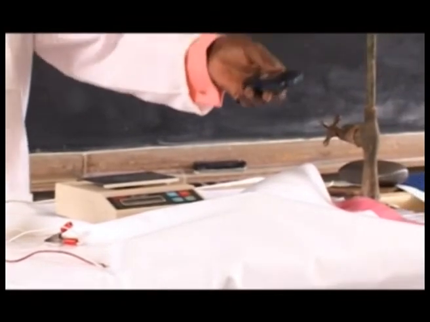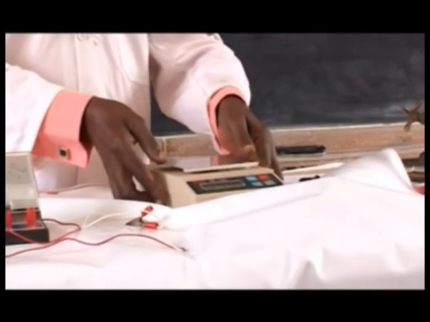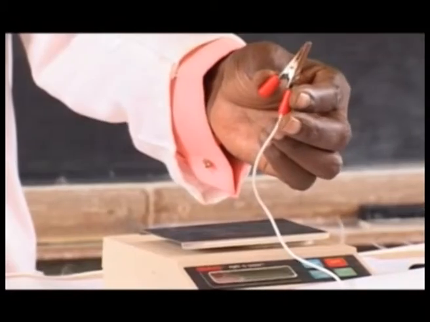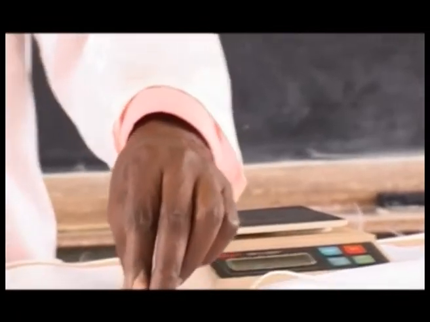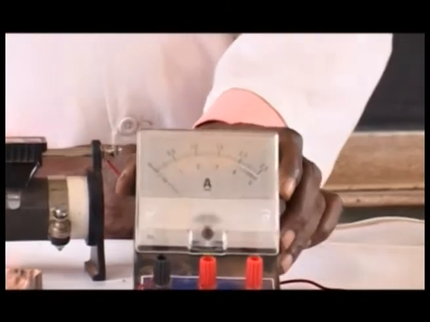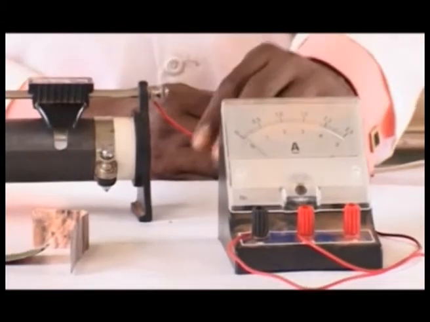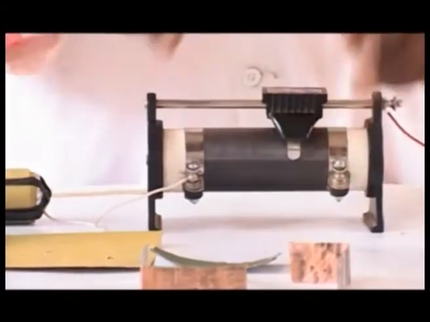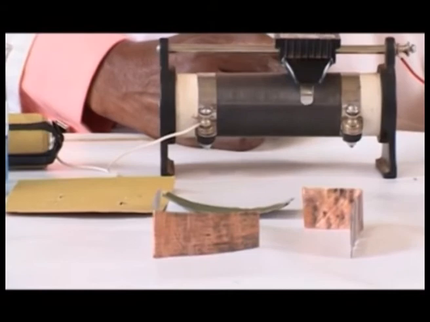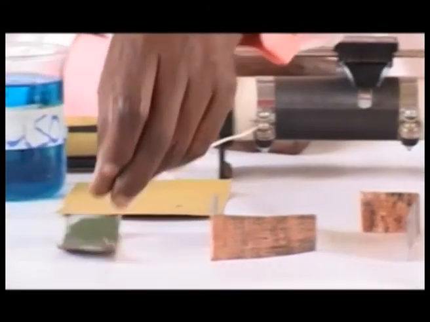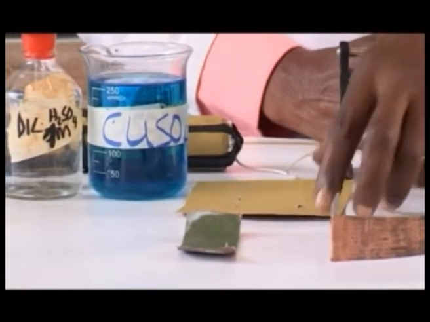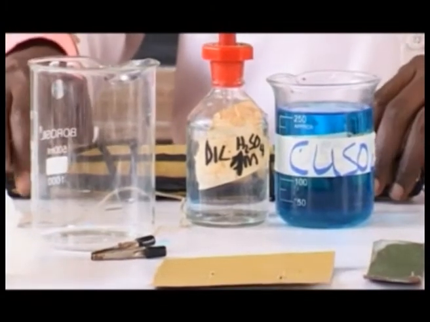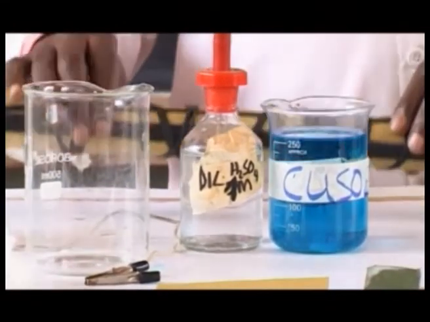a stopwatch, an electronic balance, crocodile clips connected to wires, an ammeter, a rheostat, two copper electrodes, sandpaper, a piece of cardboard, and a DC source.